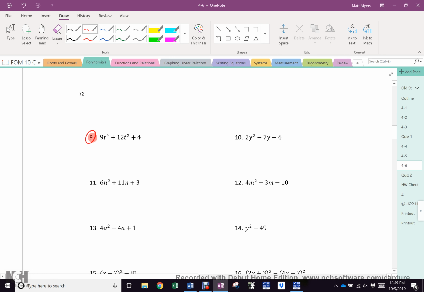There is something weird about 9, though. What's weird? It's a fourth there, right? So it can't be t times t in the final answer. What must it be? T squared times t squared. Does anything else change? No. Everybody go.